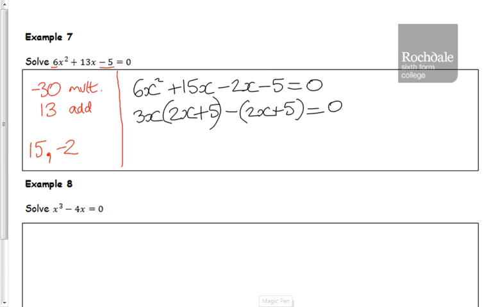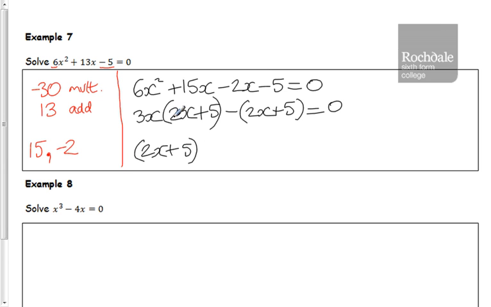Before we go on, let's just double check everything. 3x times 2x is 6x squared. 3x times plus 5 is plus 15x. Minus invisible 1 times 2x is minus 2x. And minus invisible 1 times plus 5 is minus 5. That checking needs to go on constantly as you do in any question like this. It can just be done in your head, but it needs to take place. Brackets are the same, that's good.